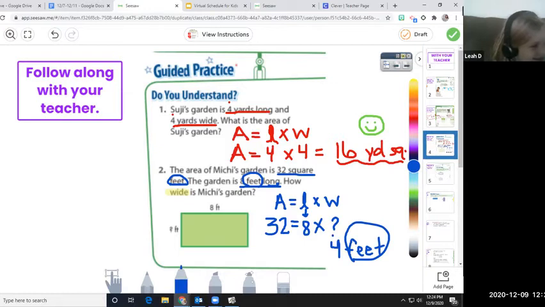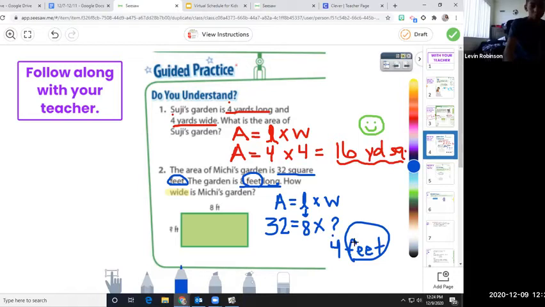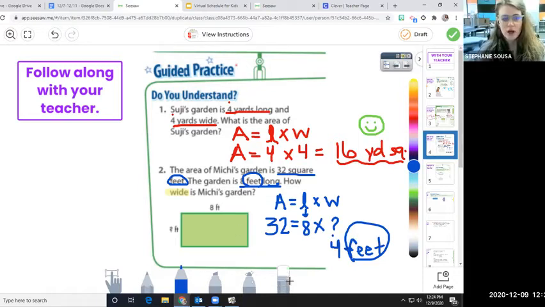Levin, a question. Oh, never mind. Oh, he's got it. The answer's taking a long time. We've got it. All right, 4 feet. Okay, so that is how wide the garden is.